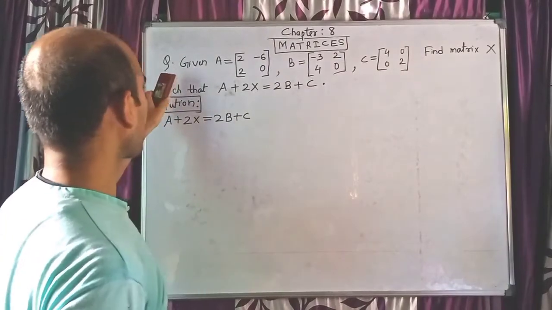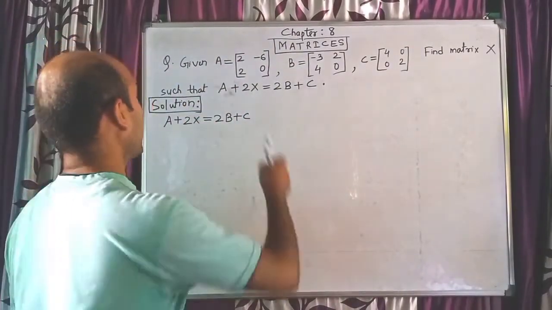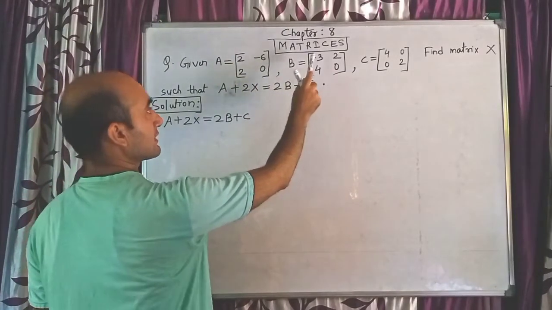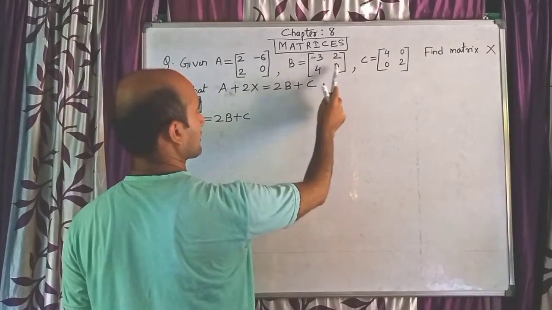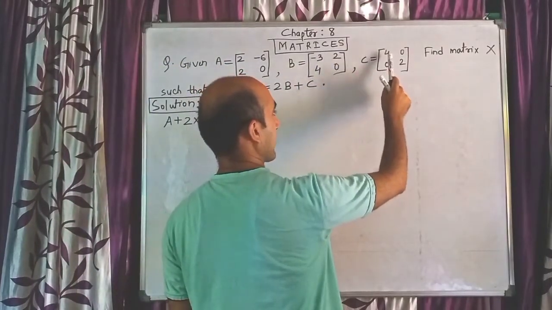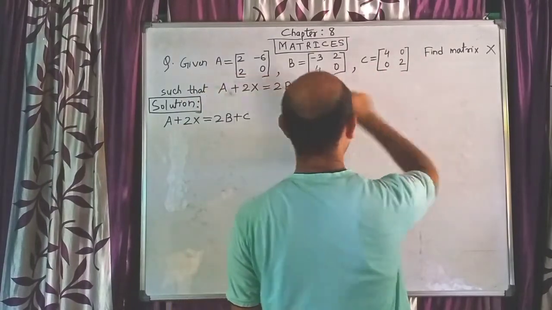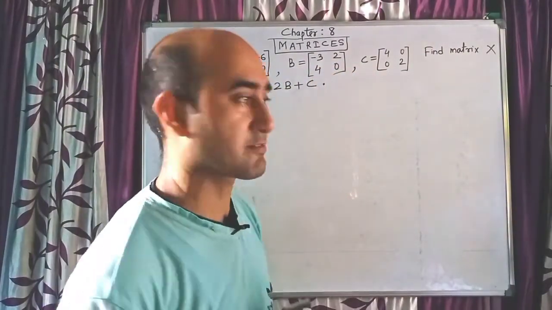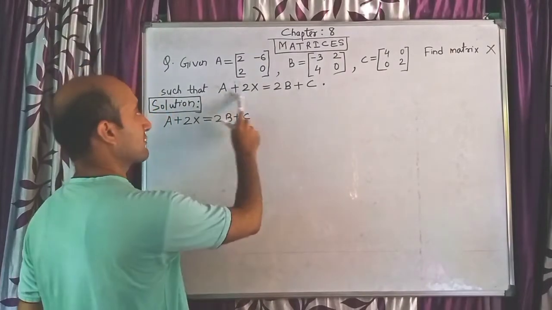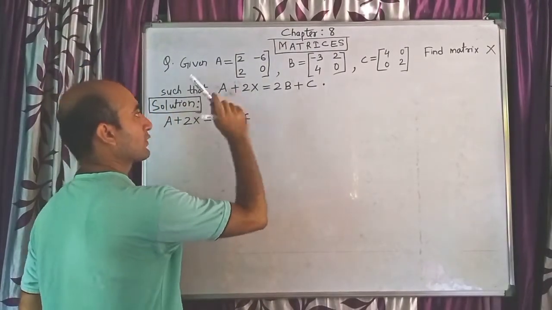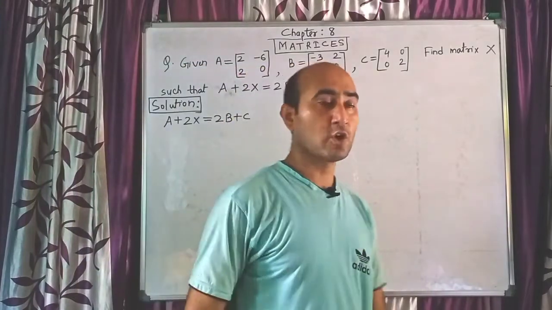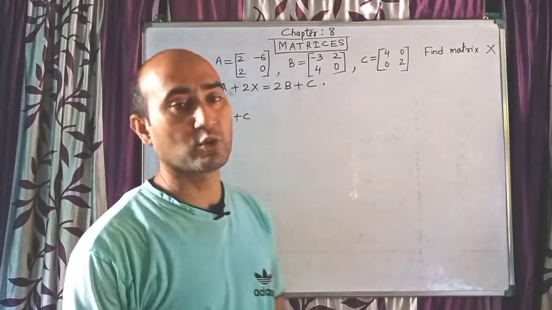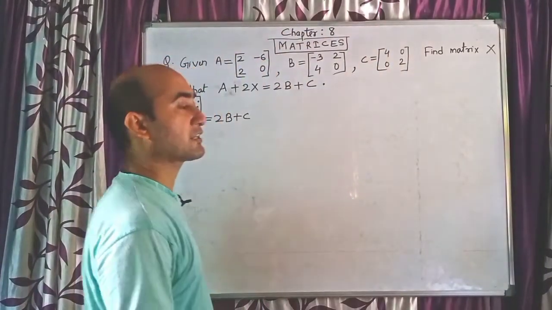Now my first question here: given A equal to the matrix 2, -6, 2, 0. The value of B is the matrix -3, 2, 4, 0. The value of C is the matrix 4, 0, 0, 2. So these 3 values A, B, C are given. Find the matrix X such that the relation A plus 2X equal to 2B plus C holds. From this relation, the values of A, B, C are given, and you have to find the value of X. So let us try to find the value of X.